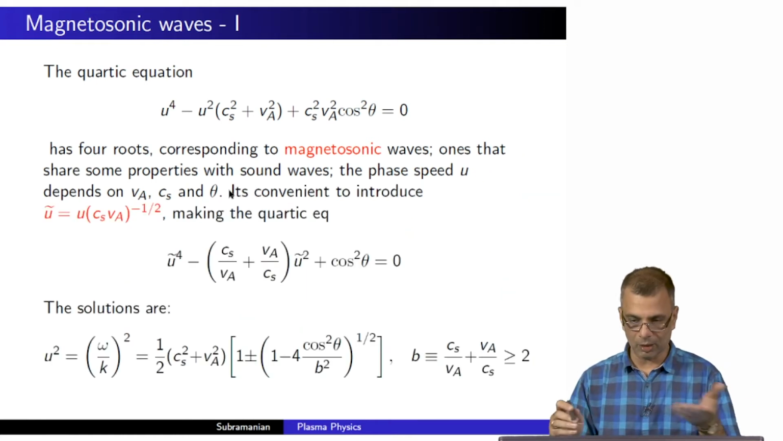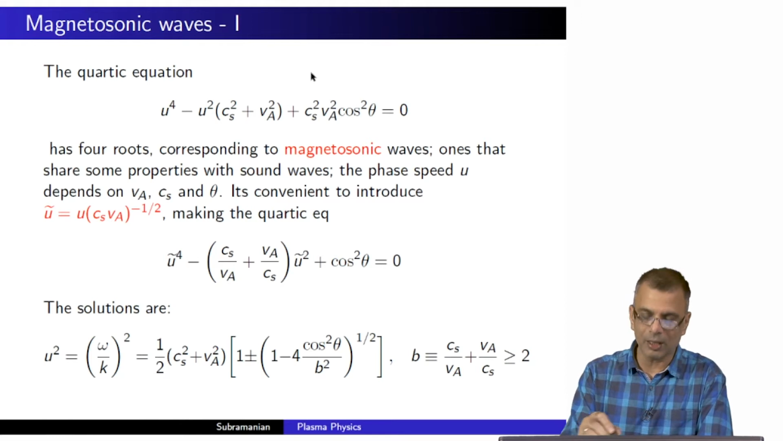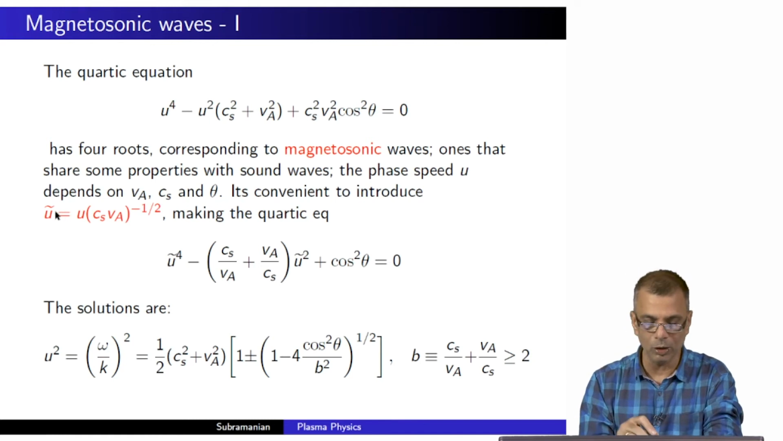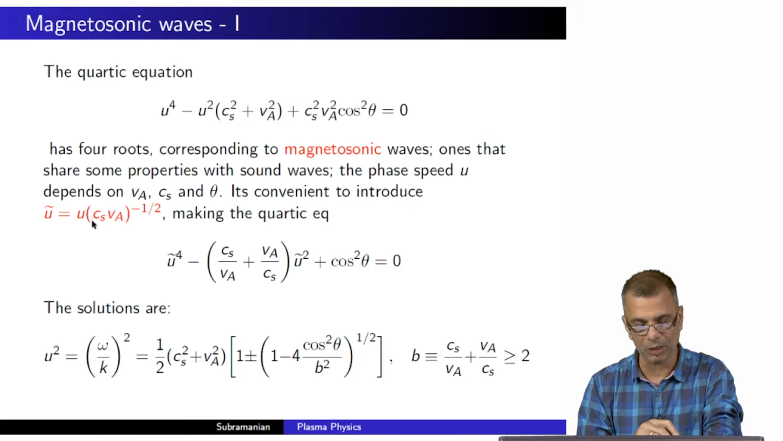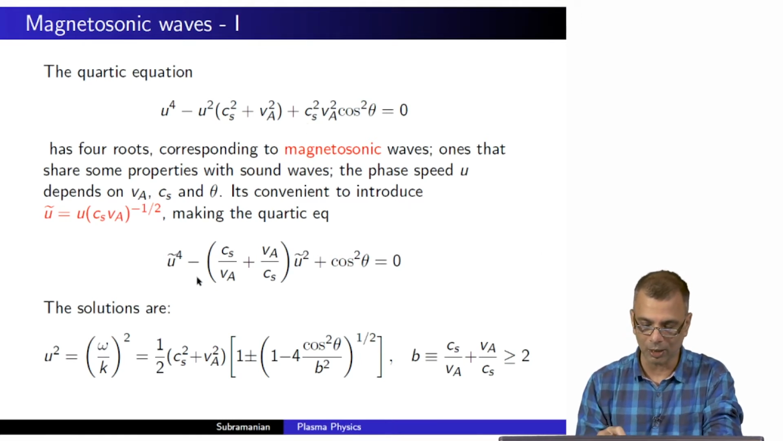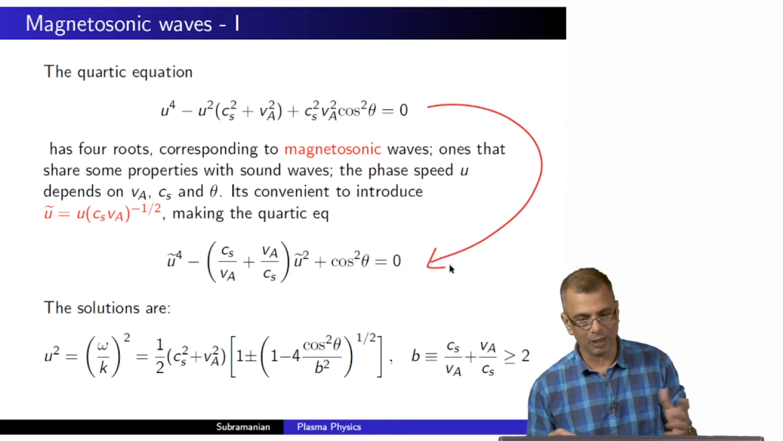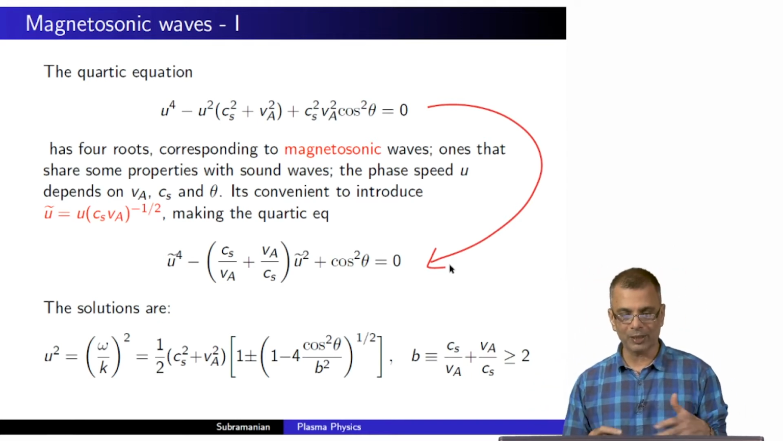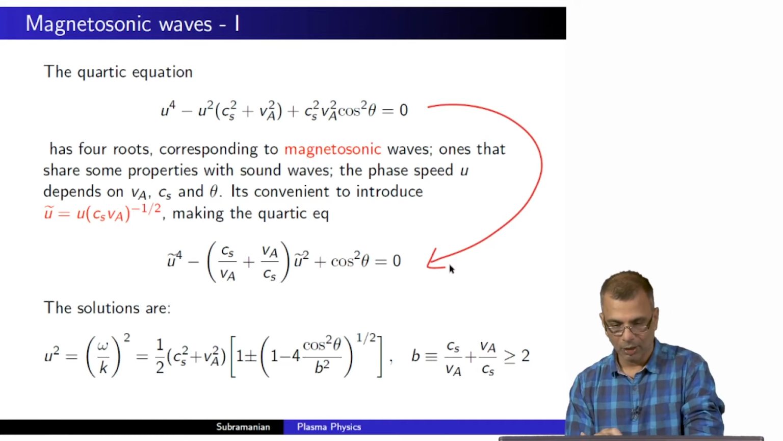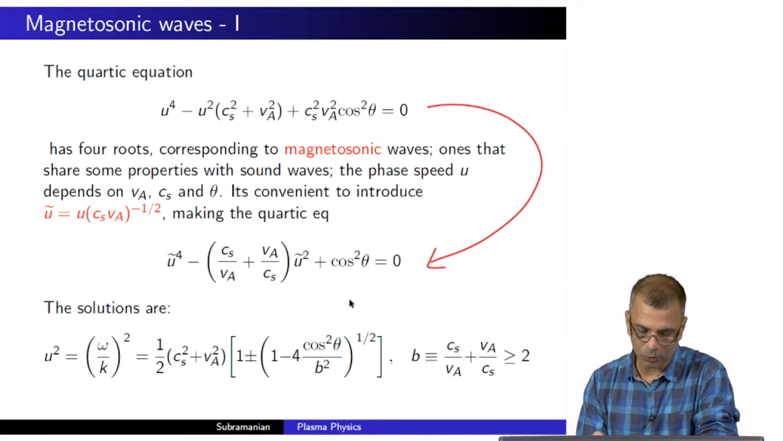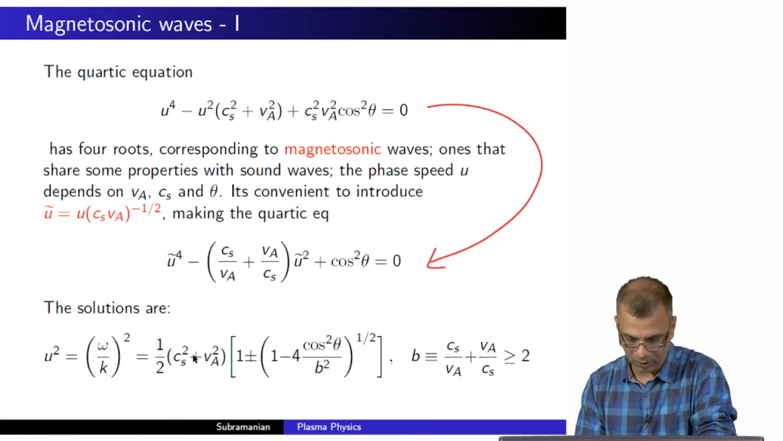So you can cast this in an even simpler form by invoking a new variable u tilde, which is u over square root of cs times Va, and so this equation essentially turns into this equation now. It's just a little bit of algebraic manipulation just to make things a little simpler. And now from this you can find out that the solutions to this quartic equation is this.